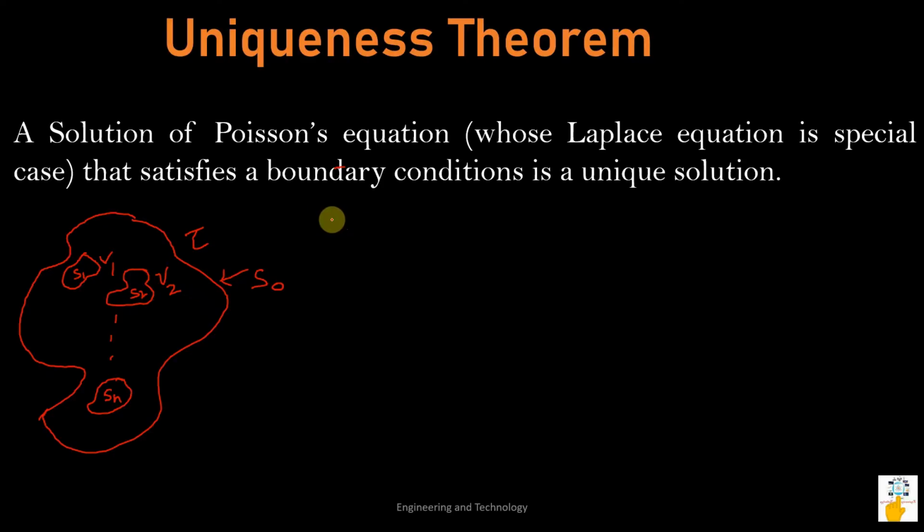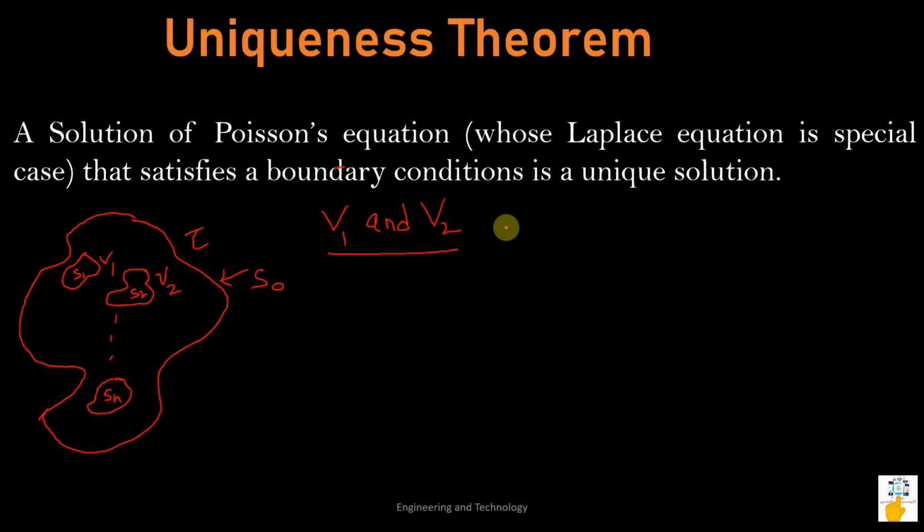Now we start by assuming that, in contrary to the uniqueness theorem, there are two possible solutions. According to the theorem, the solution of the Poisson equation that satisfies the boundary condition should be unique, only a single solution is possible, but we are assuming that two solutions are possible. Let us say for this surface we have two solutions, V1 and V2.